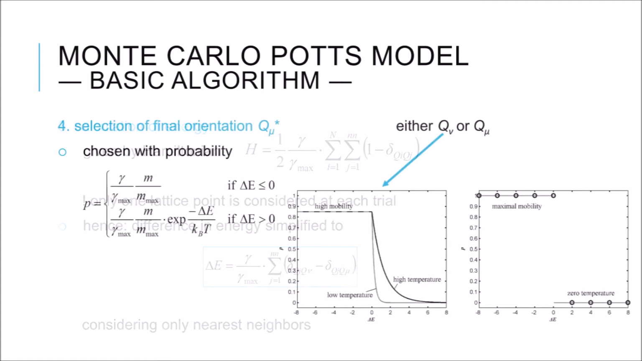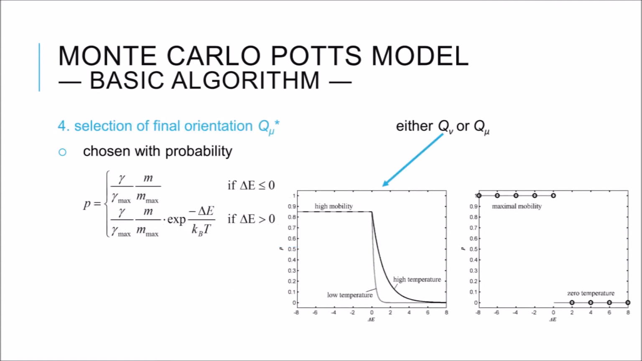And now in the last step, we select the final orientation Q mu star, which could be either the new one, Q nu, that we assigned on probation, meaning we are keeping the new one, or we are rejecting this new one and we take only the original one that was there already. And we select this new orientation, Q nu, with a certain probability that depends on energy and mobility of the boundaries. You can see an example here in this image.